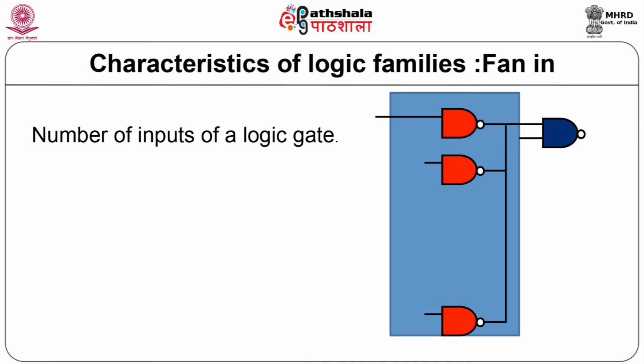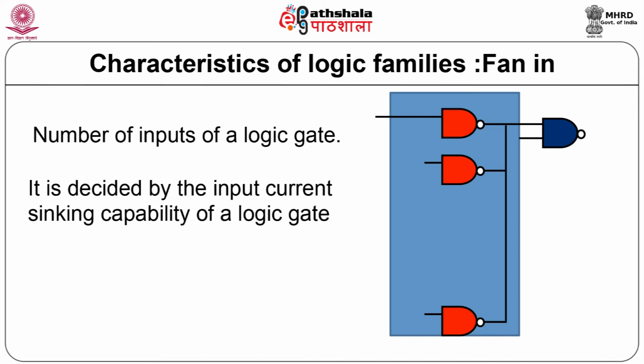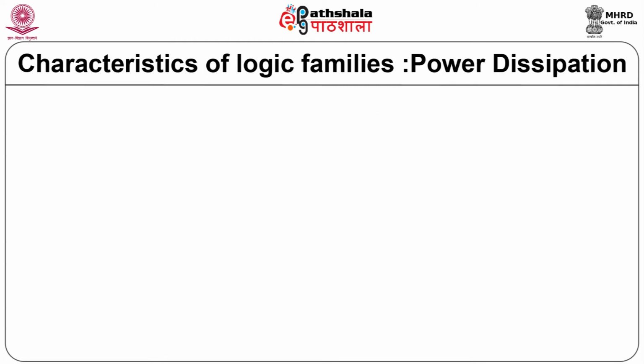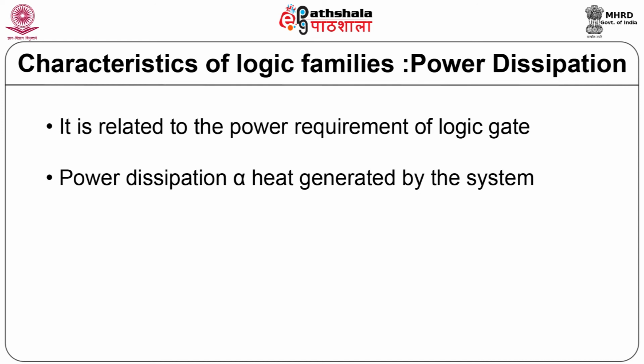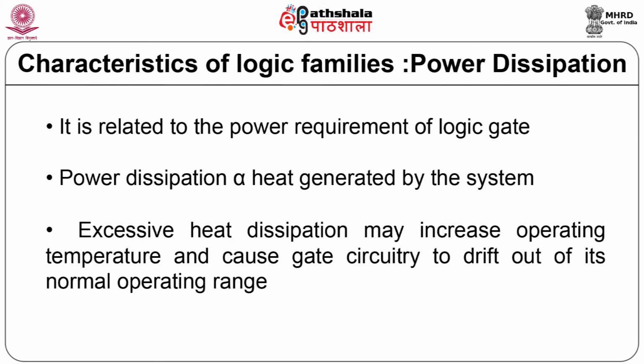The next characteristic of logic family is fan in. It refers to the number of inputs of a logic gate. It is decided by the input current sinking capability of a logic gate. The next characteristic is power dissipation. It is related to the power requirement of that logic gate. It is proportional to the heat generated by the system. Excessive heat dissipation increases the operating temperature and causes the gate circuitry to drift out of its normal operating range.